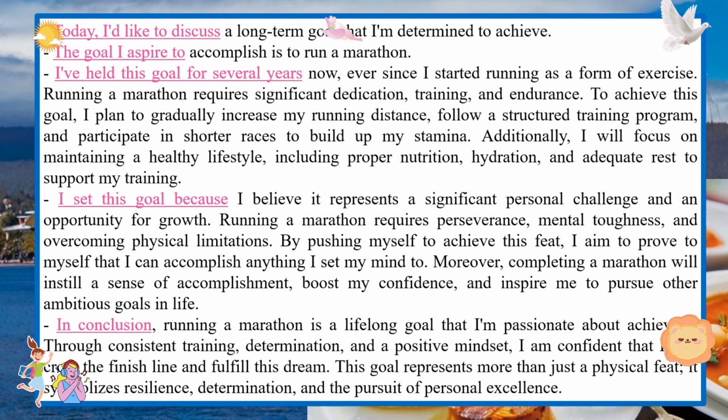To achieve this goal, I plan to gradually increase my running distance, follow a structured training program, and participate in shorter races to build up my stamina. Additionally, I will focus on maintaining a healthy lifestyle, including proper nutrition, hydration, and adequate rest to support my training.